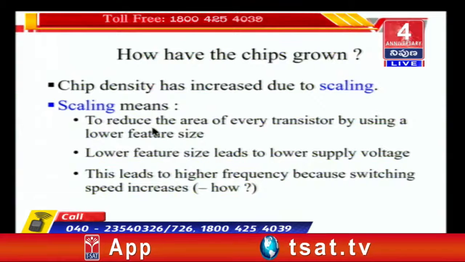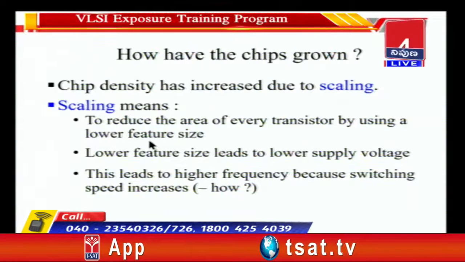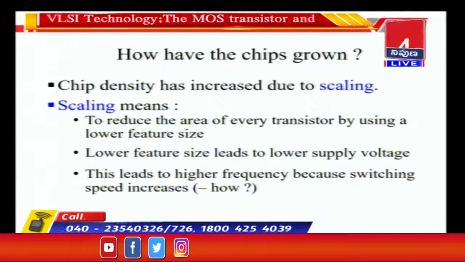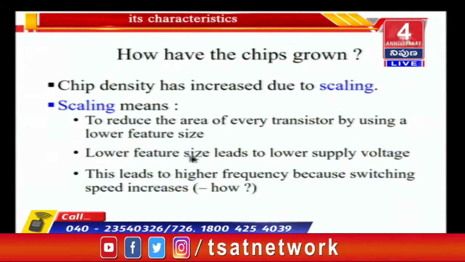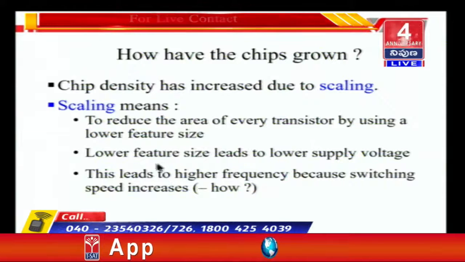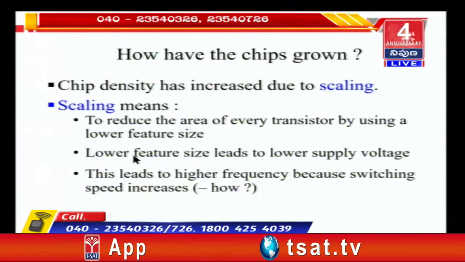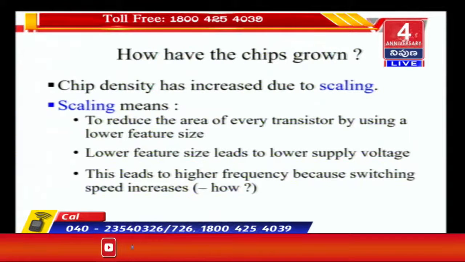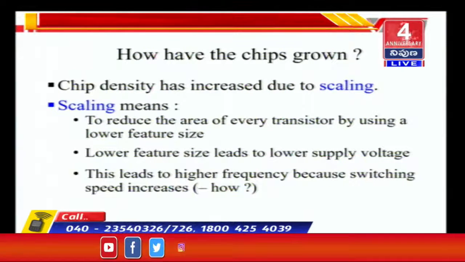Therefore, once the area of the transistor is reduced, for a given area of silicon, you can put more devices, you can have more functionality. Lower feature size leads to lower supply voltage. Obviously, it must be like that. As you decrease the feature size, for example, if you decrease the distance between the drain and the source, then the electric field in between the drain and the source becomes larger and larger.